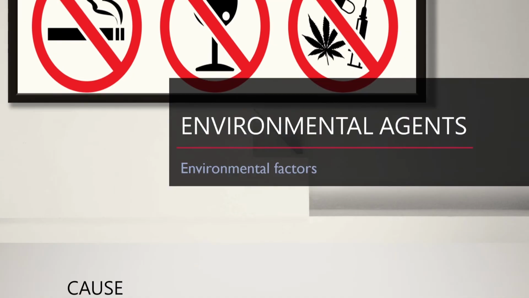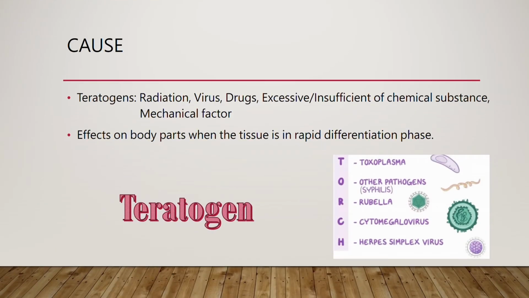Environmental agent. As the name indicates, it is related to environmental factors called teratogens. It includes radiation, viruses like rubella, Zika, cytomegalovirus, drugs, excess or insufficiency of particular substances like alcohol or folic acid, and mechanical factors like nuchal cord. They mainly affect tissues in the rapid differentiation phase, while they are most susceptible in this stage.